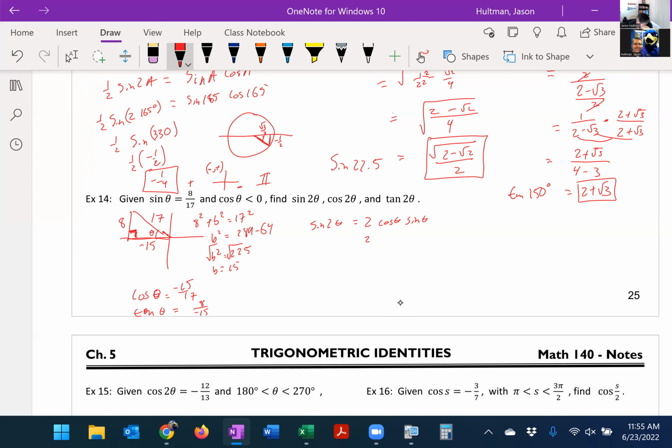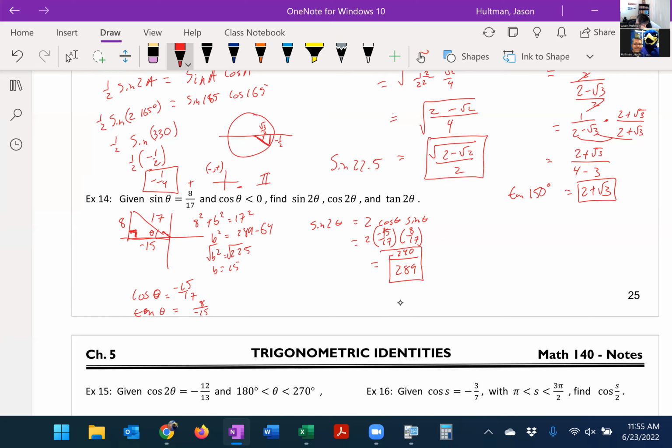So 2 times cosine of theta is going to be negative 15 over 17, and sine of theta here is going to be 8 over 17. If I multiply all the top together, I get 16 times negative 15, which is negative 240. And I multiply the 17 and the 17 together, I get 289. So that's the sine of 2 theta there. I don't believe that reduces either.